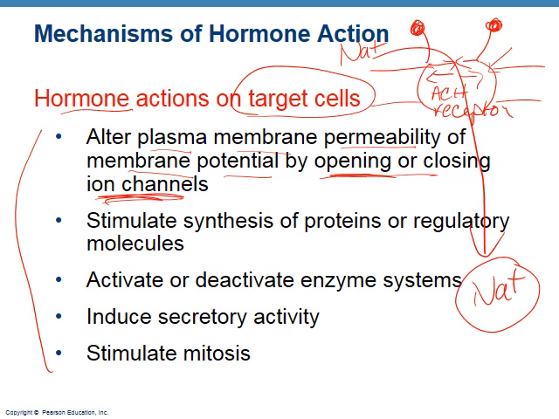Remember, this is an ion. Anything that's a charged particle is an ion. So we've already seen bullet one, so don't let the wording throw you. We can stimulate synthesis of proteins or regulatory molecules. That was the picture I just showed you. When the hormone bound to the receptor, it caused a cascade of events inside the cell, and it turned on a protein. So it can stimulate the synthesis of a protein. It can activate or deactivate enzymes. I think that's also the previous slide.